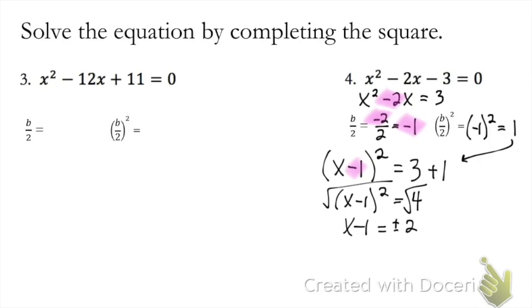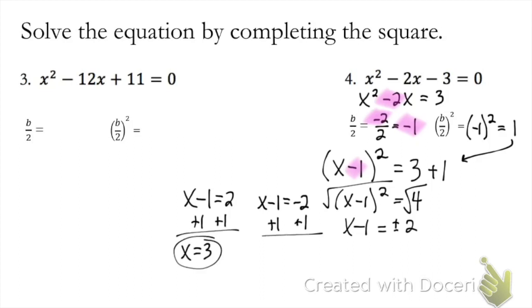So I'm going to write two equations now. I've got x minus 1 equals 2 and x minus 1 equals negative 2. Add over the 1 in both equations. We get the solutions of 3 and negative 1.